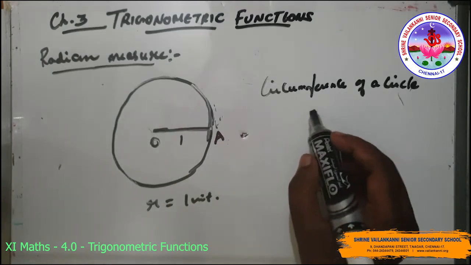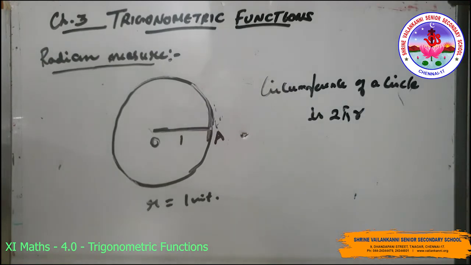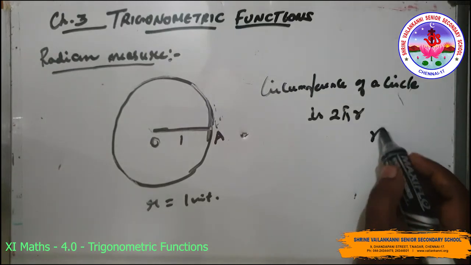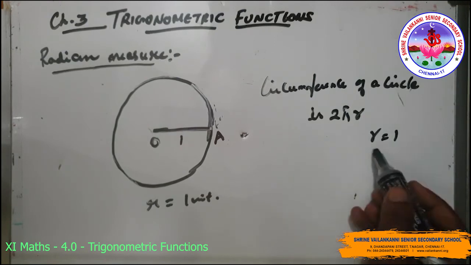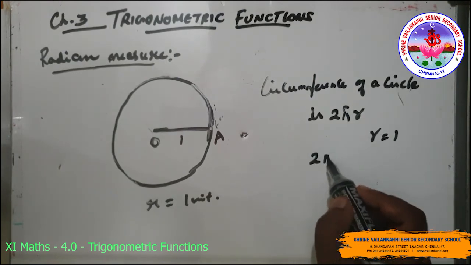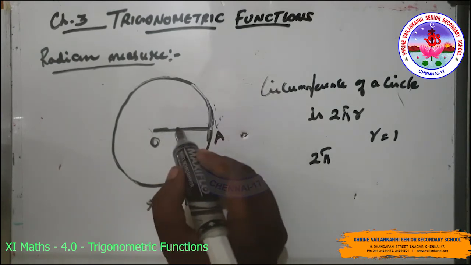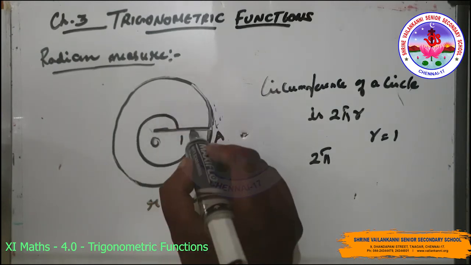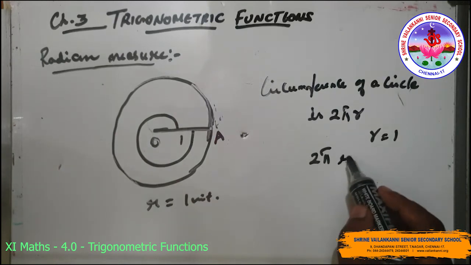The circumference of a circle is 2 pi r. We know that for a circle of radius 1 unit, r is 1 unit, so the circumference is 2 pi. Thus one complete revolution of the initial side to the terminal side subtends an angle of 2 pi radians.